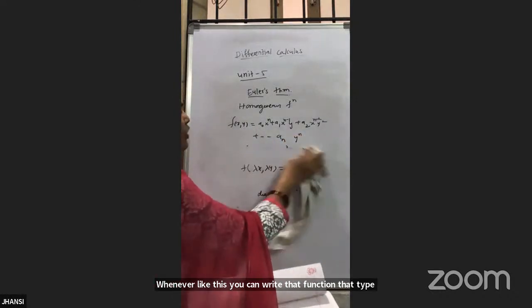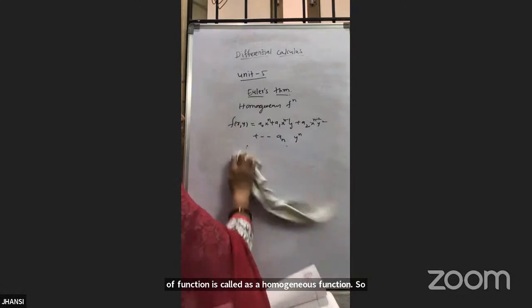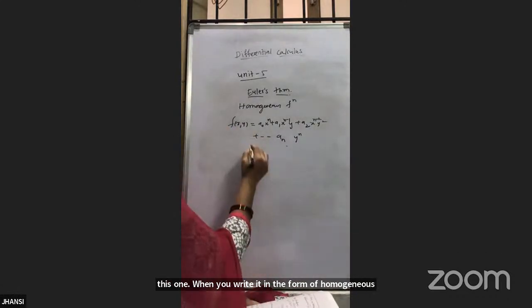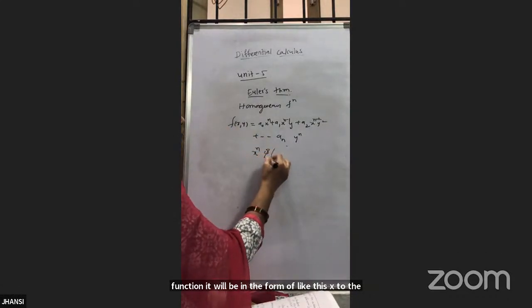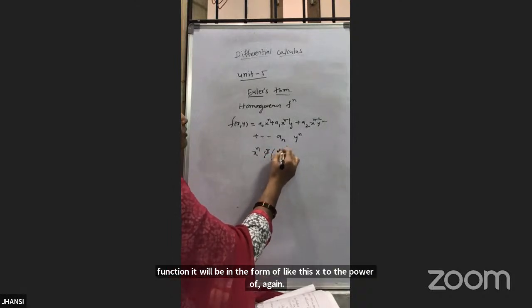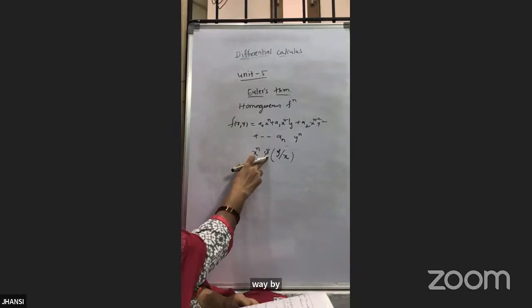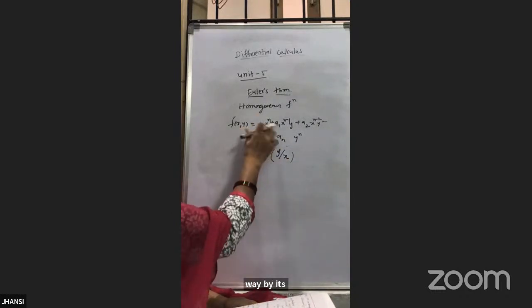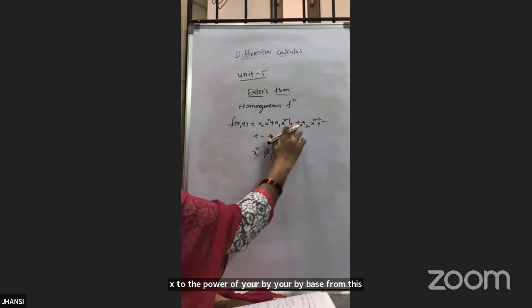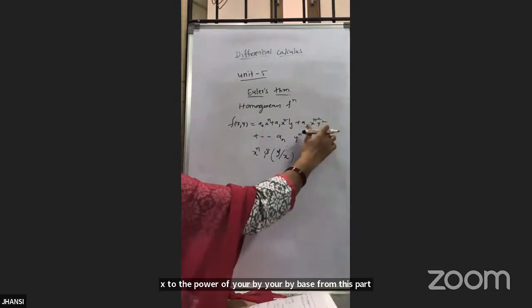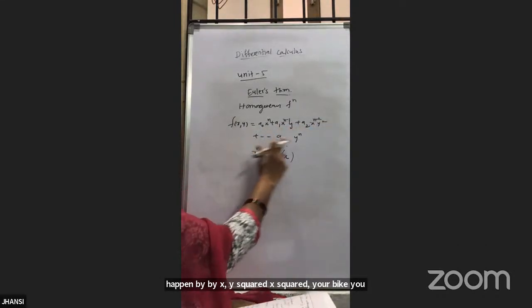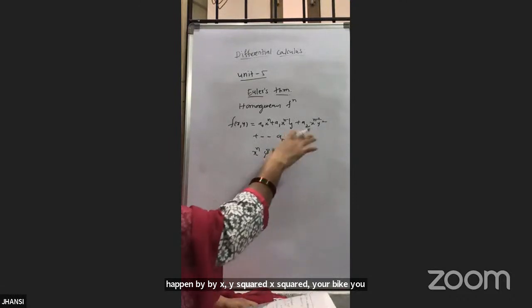When you write it in the form of a homogeneous function, it will be of the form x to the power of n times phi of y by x. From this part, you take out x to the power of n outside. What will happen? You get y by x, y square by x square, y cube by x cube, and so on, up to y by x to the power of n.